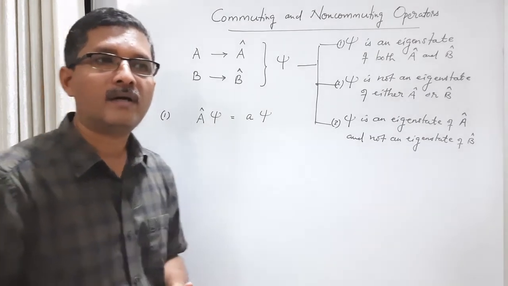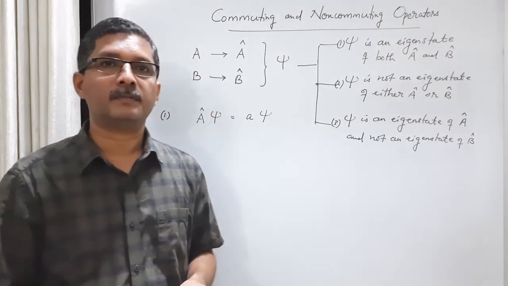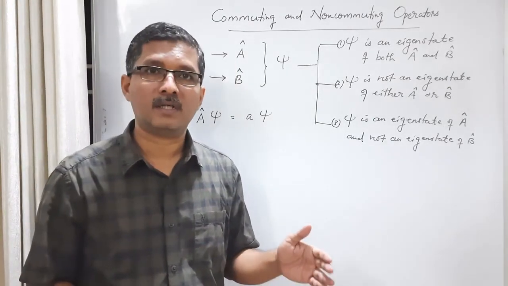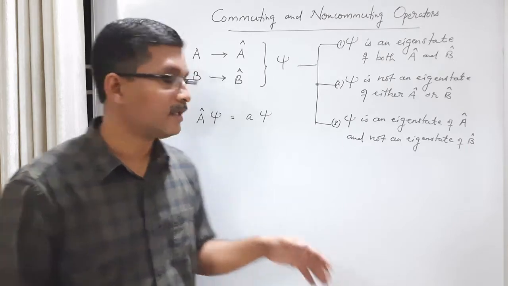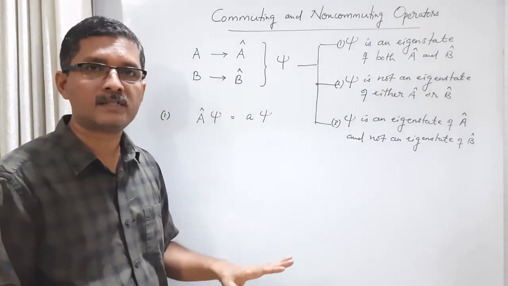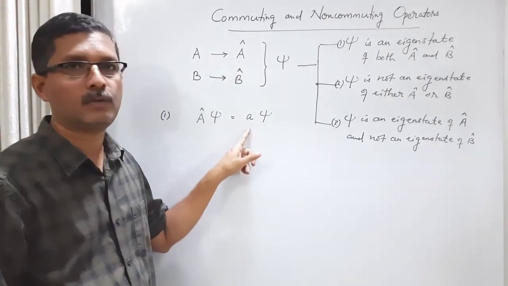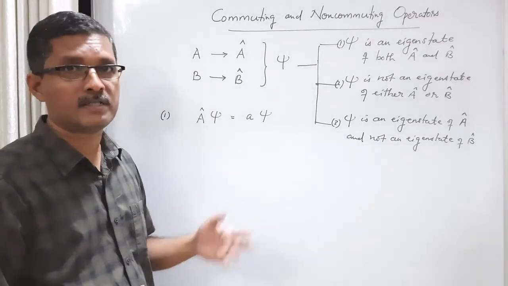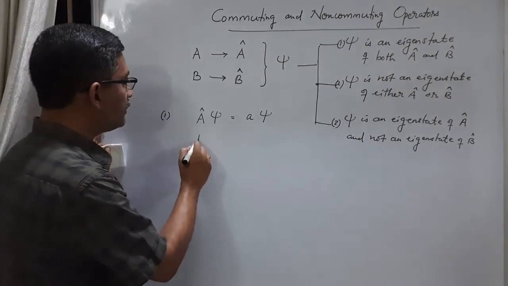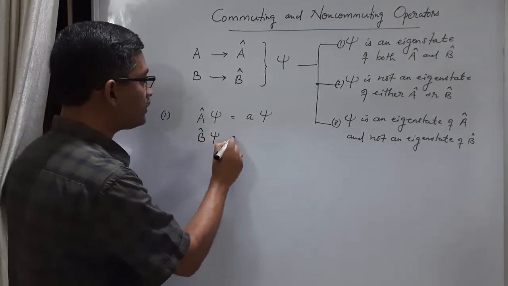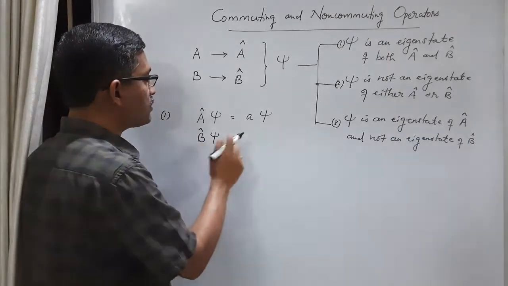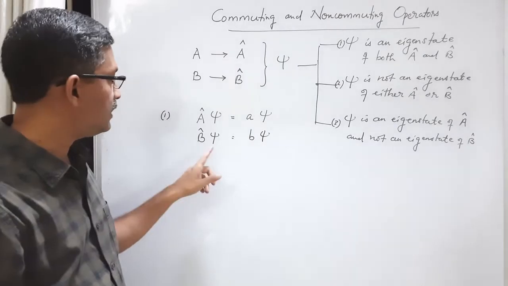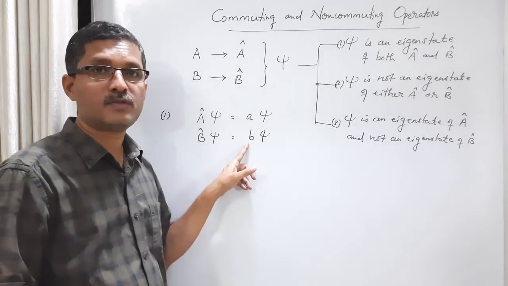Physically, if psi is an eigenstate of the operator A, then every measurement of the physical quantity A yields the same eigenvalue small a. So in the 10 trials, in each trial we will get the same eigenvalue a. We say that the physical quantity A is sharp in the state psi. What about B? Remember, psi is an eigenstate of the operator B also. So when B operates on psi, we get its own eigenvalue, let's say small letter b times psi. So psi is an eigenstate of B corresponding to the eigenvalue small b.